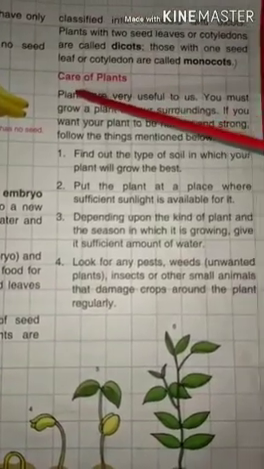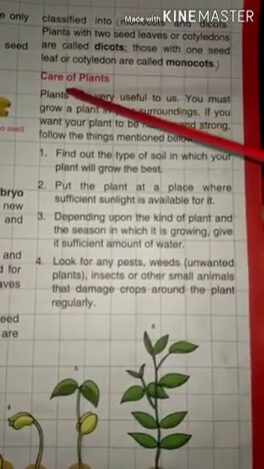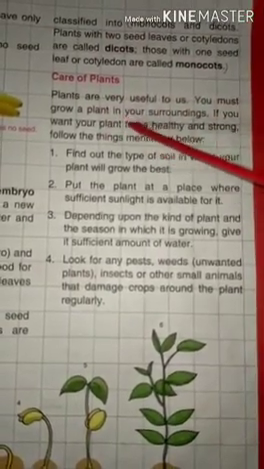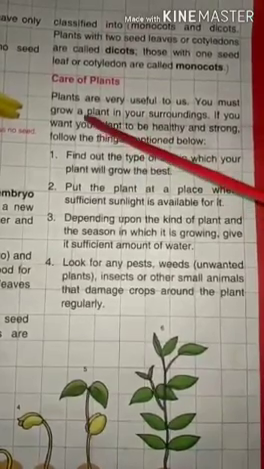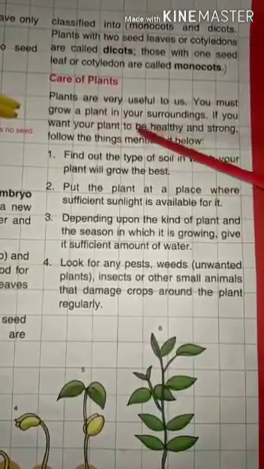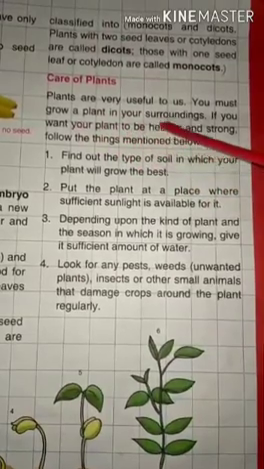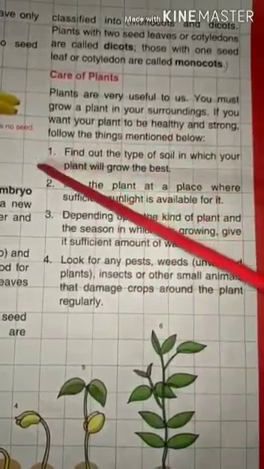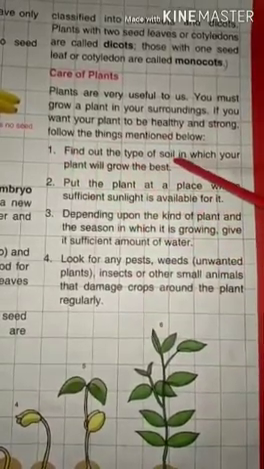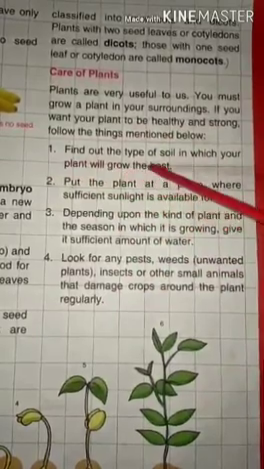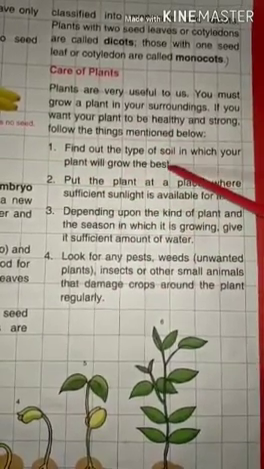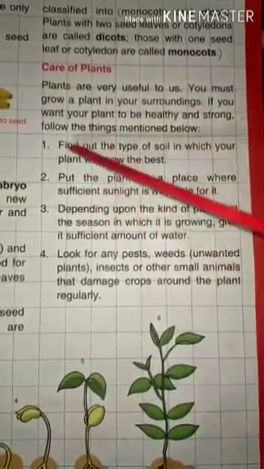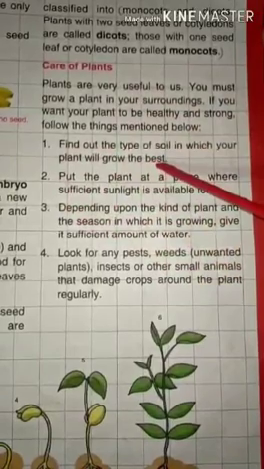So now we will read care of plants. How do we take care of plants? Plants are very useful to us. You must grow a plant in your surroundings. If you want your plants to be healthy and strong, follow these things. Number 1, find out the type of soil in which your plant will grow best. So you have to choose the best soil for the plant so that it will grow in the best way.